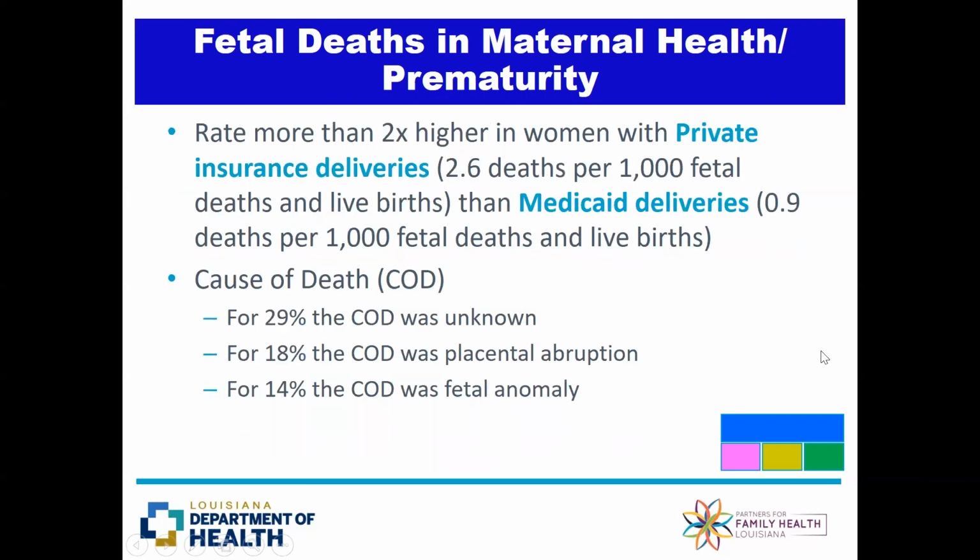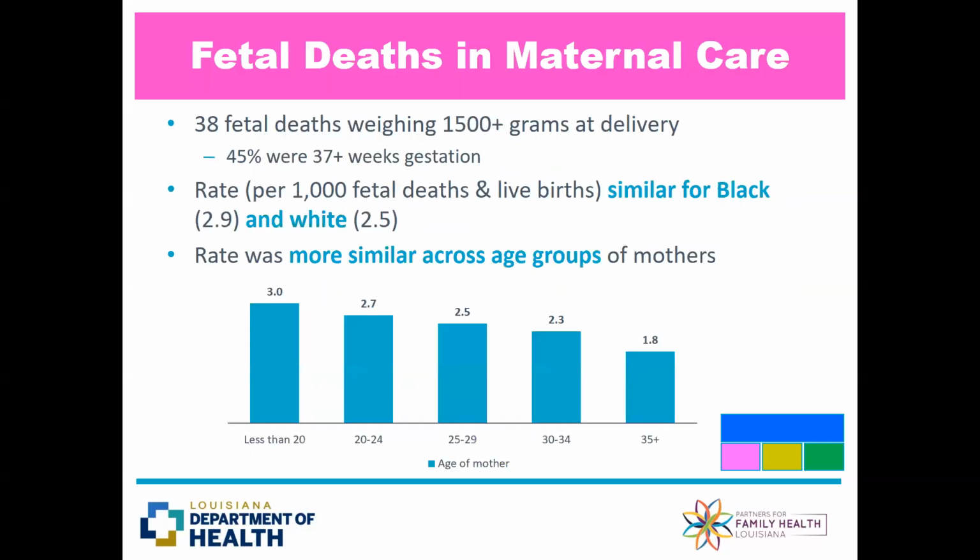I also found that rates were more than 2 times higher in women with private insurance compared to Medicaid deliveries. And the causes of death were unknown for a little less than 30% of the fetal deaths, while 18% were placental abruption and 14% were fetal anomalies.